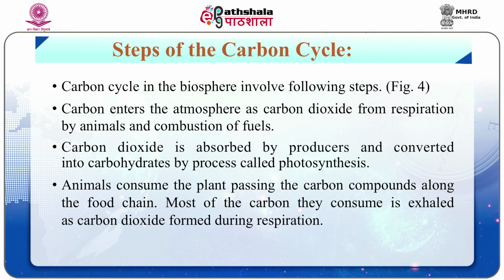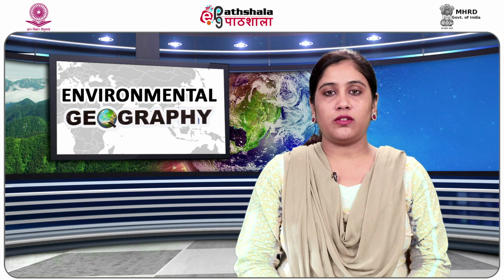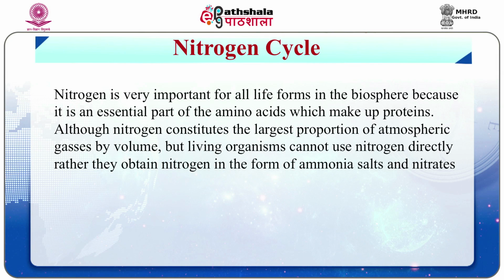Animals consume the plants, passing the carbon compounds along the food chain. Most of the carbon they consume is exhaled as carbon dioxide formed during respiration. After the death of animals and plants, they are eaten by decomposers and the carbon in their bodies is released to the atmosphere as carbon dioxide. In some conditions, decomposition is blocked. The plant and animal material may then be available as fossil fuel in the future for combustion.